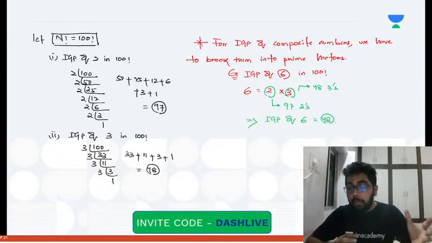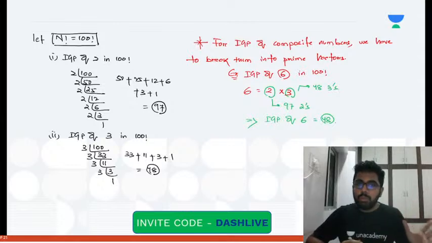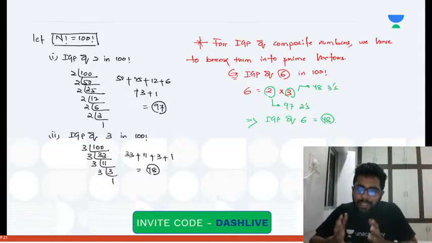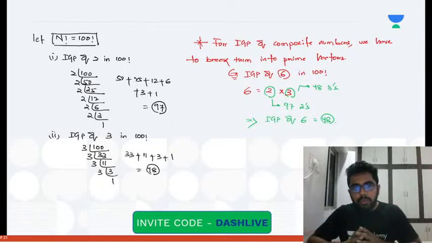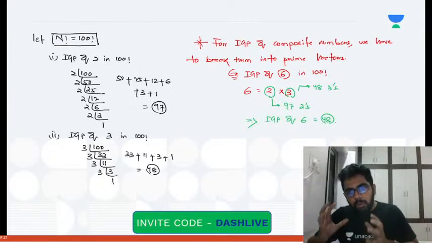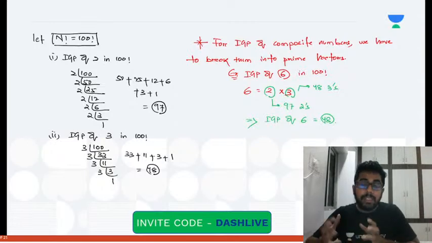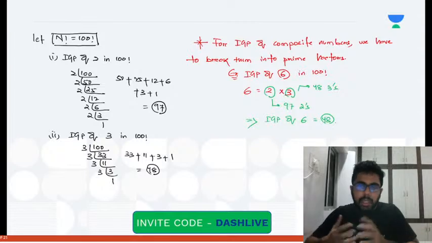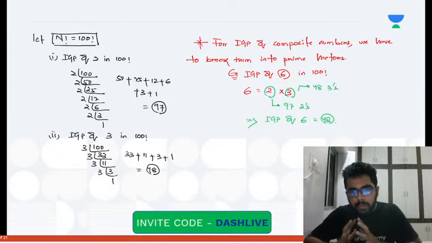The number of 2's is bigger, 97 2's I have, but the number of 3's is just 48. So to get a 6, I need a 2 and a 3. So with 48 3's, I can take 48 2's and I can make 48 6's. And the remaining extra 2's are of no use, because only with a 2 I cannot make a 6. I need a 3. So the number of 3's basically decides the number of 6's here. So the IGP of 6 will be 48.